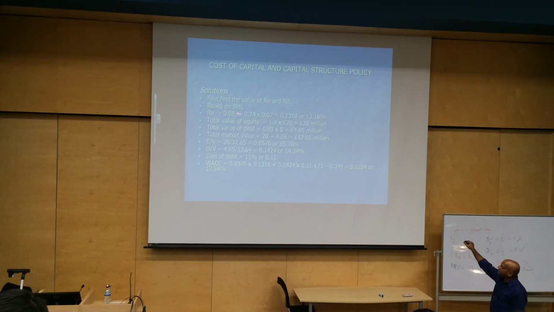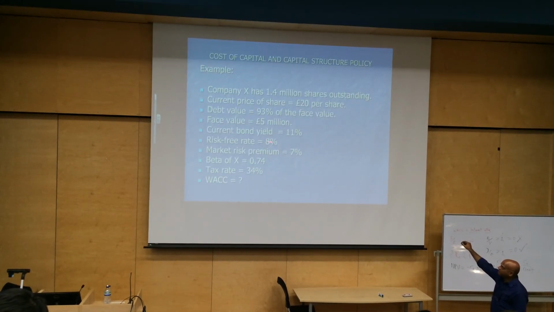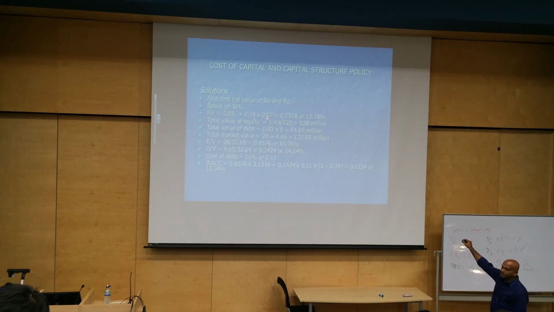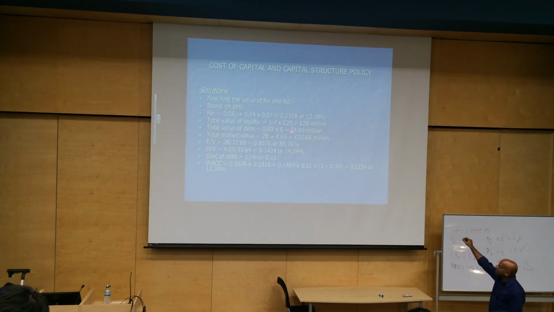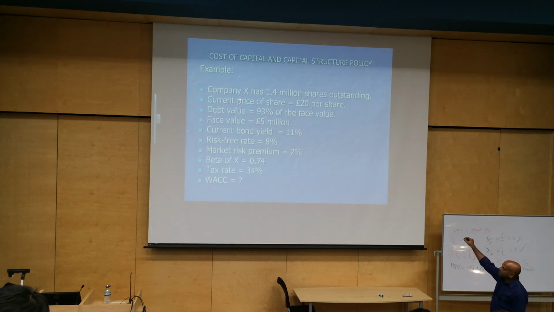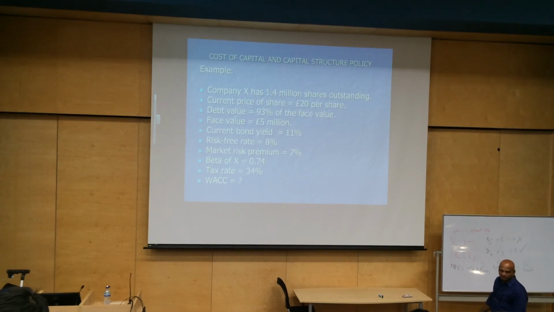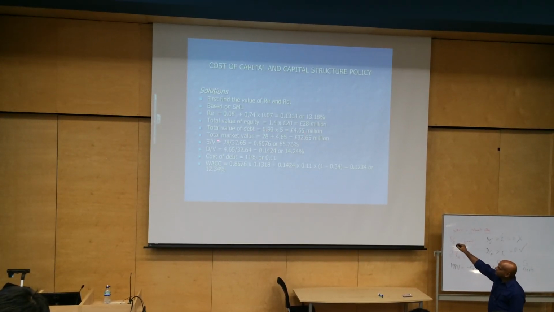Based on the security market line, 13.18%. That's the risk-free rate, that's the beta, and that's the risk premium. The total value of equity is 1.4 times 20 million, that is, 41.4 million shares outstanding multiplied by the share price. Total value of debt is 0.93 times 25. Where does this come from? Face value is that, and debt value is 93% of the face value. So total market value is equal to 32.65.